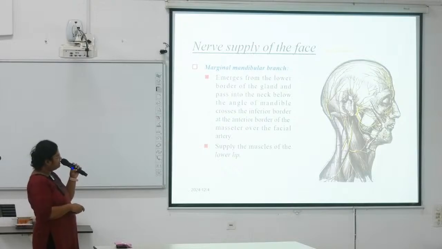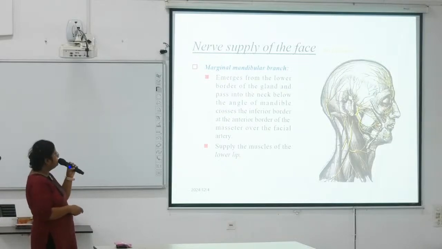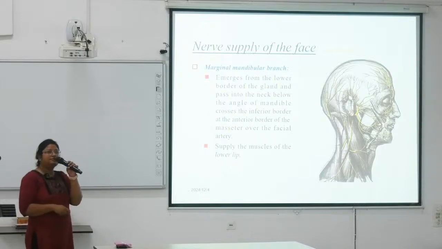Here, this is the masseter muscle. Here it is crossing the inferior border of the mandible. Here also the facial artery enters into the face. And this nerve is a very fine nerve and lies over the facial artery in this region. And they supply the muscles of the lower lip. The marginal mandibular branch supplies the muscles of the lower lip.